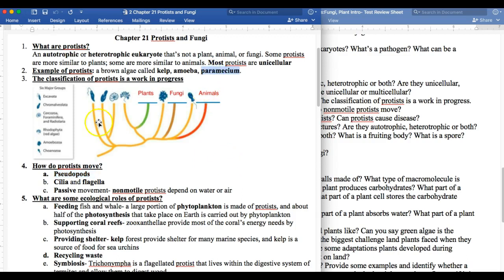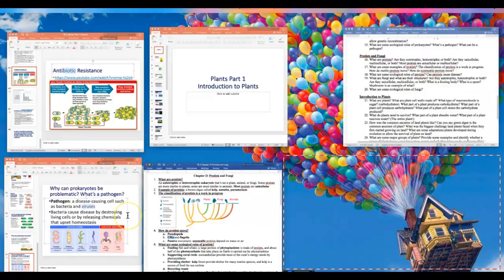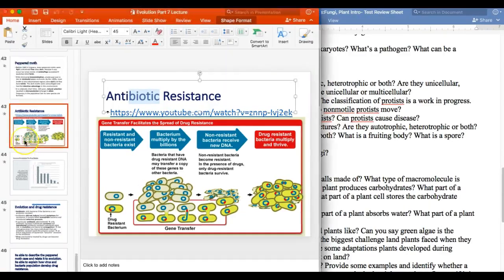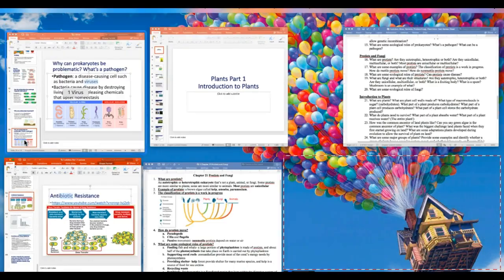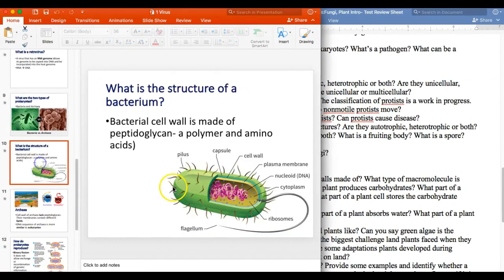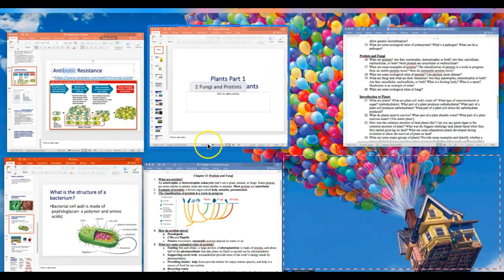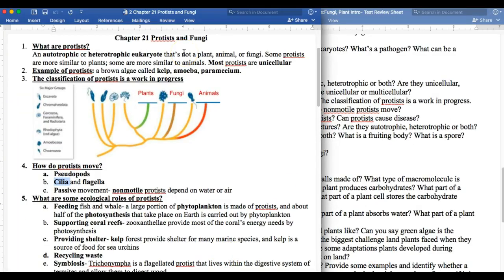Paramecium itself has cilia. A cilia kind of looks like, if you look at the bacteria right here, these little hairs are kind of similar to the cilia. Flagella is a long tail. You can have multiple flagella, but remember, flagella is much longer. So you might see a picture showing you a cilia or flagella and ask you which one it is.